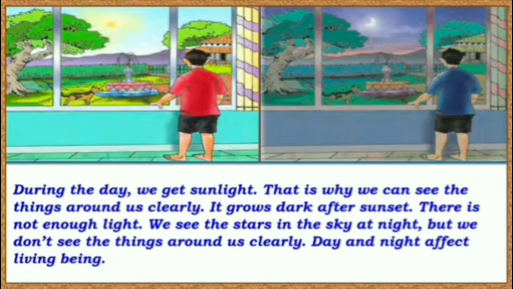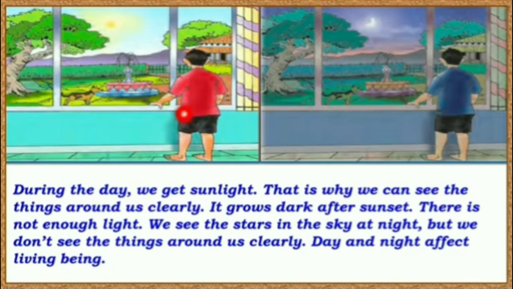It grows dark after the sun has set. There is not enough light. We see the stars in the sky at night, but we don't see the things around us clearly. We can see little stars in the sky, but other things are blurry. That is, they are not seen.